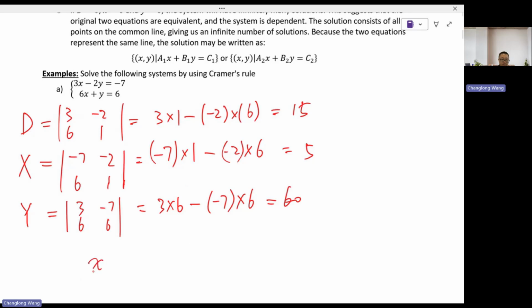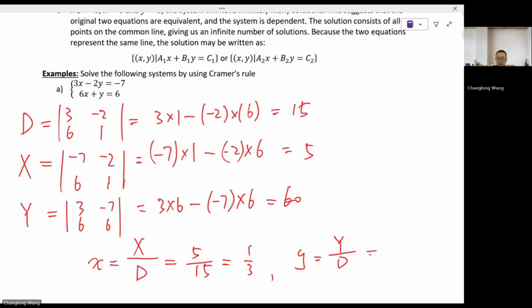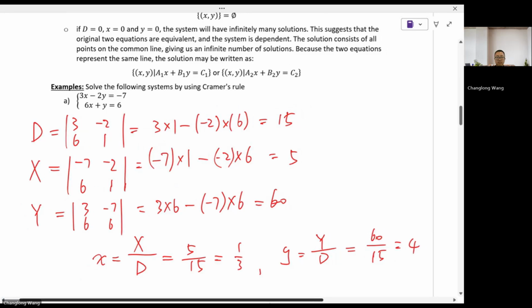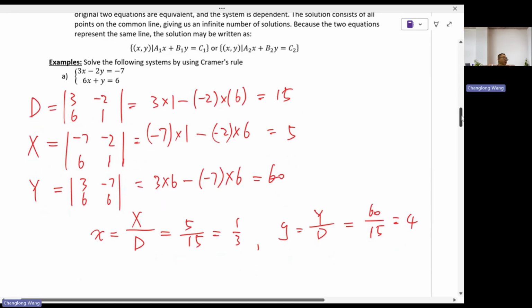All right, so if you just refer to Cramer's rule, X will be the X determinant divided by the D determinant, right? So it'll be 5 over 15. That works out as 1/3. And Y will be the Y determinant over the D determinant, right? So it'll be 60 over 15, so that's a 4. Okay. And that could be an FRQ, right?